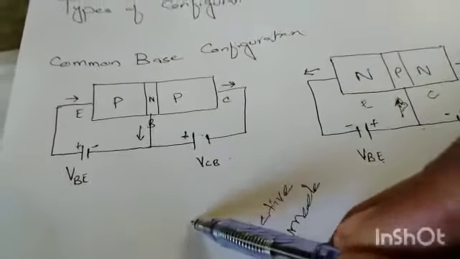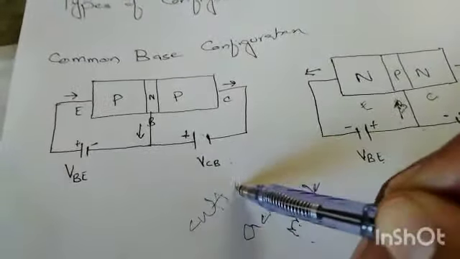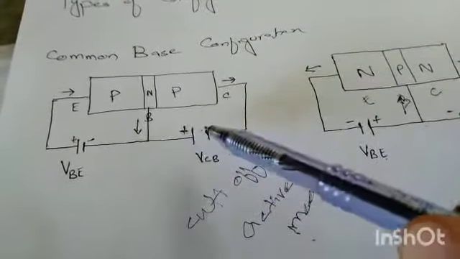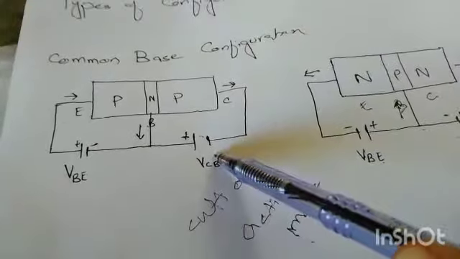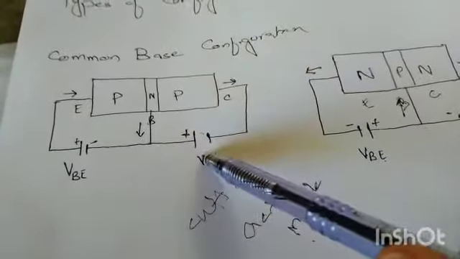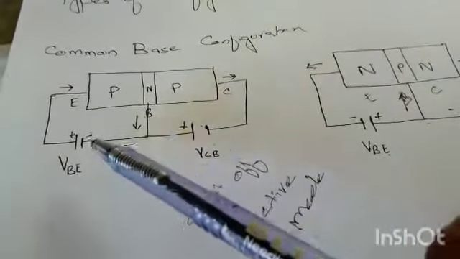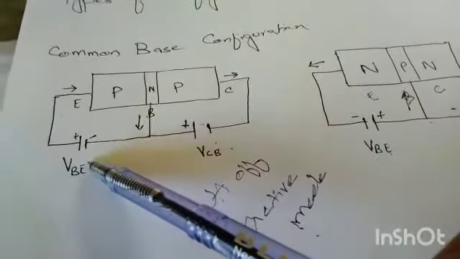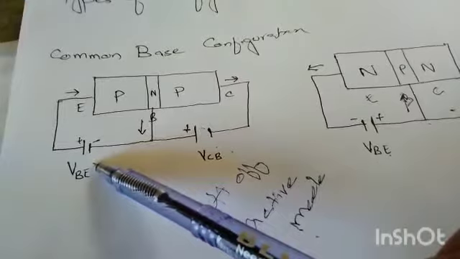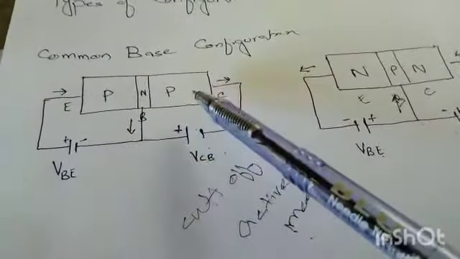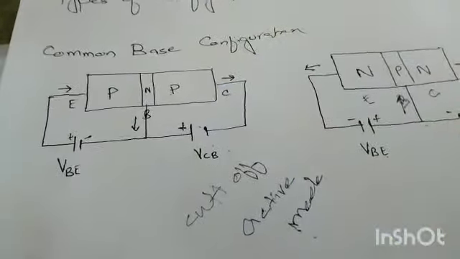The second mode you call the cutoff mode. By cutoff mode, we mean that we make both the input as well as the output circuit reverse biased. We make the connection of emitter and base to the voltage source in such a way that the input circuit is in reverse bias mode and the output circuit is also in reverse bias mode.